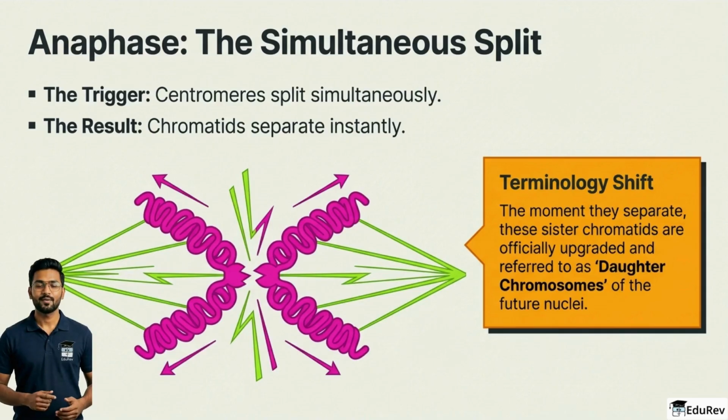Anaphase begins when the centromeres split simultaneously. The sister chromatids separate instantly and the terminology changes too. Once separated, they are no longer sister chromatids. They are officially called daughter chromosomes. That naming shift is important because the chromosome identity changes the moment the split occurs.